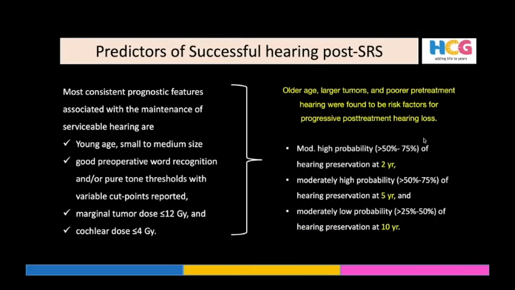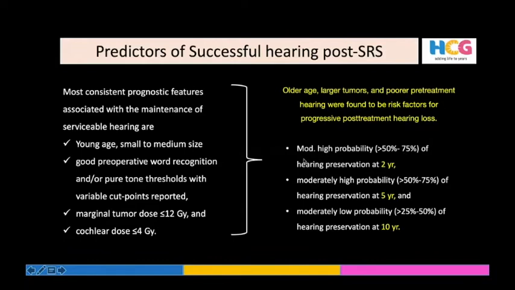As alluded to by Dr. Pujari, there are many predictors for successful outcomes in radiosurgery. Number one is a young patient. The patient should have good preoperative word recognition, pure tone thresholds and speech discrimination scores. Marginal tumor dose should always be around 12 to 13 gray. Cochlear dose always less than 4 gray. Obviously, patients who are older, or who have large tumors, are at risk for progressive post-treatment hearing loss. Having said that, you need to keep in mind the long-term outcomes of hearing preservation at 2 years, 5 years, and 10 years.